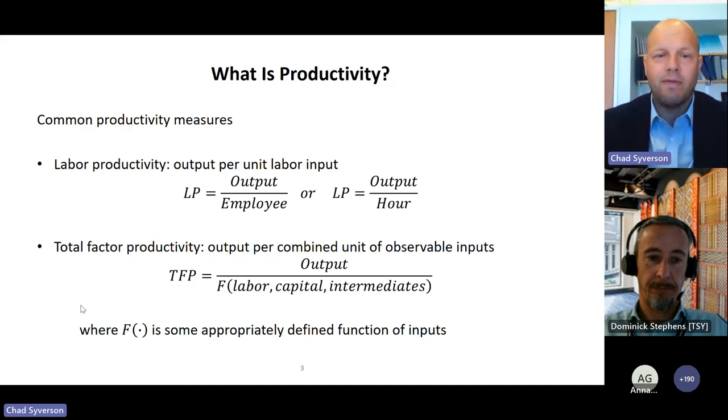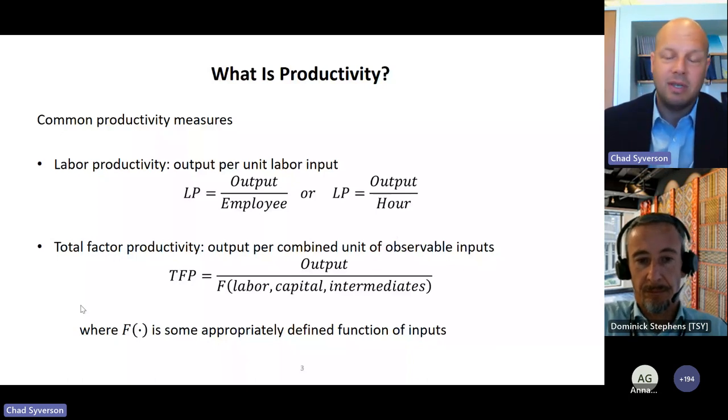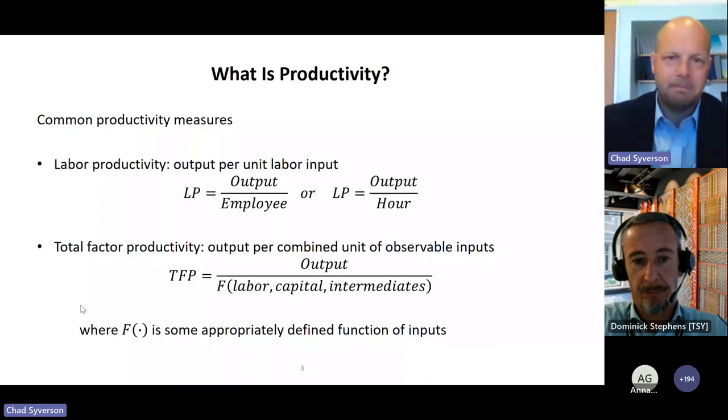There's also a measure of total factor productivity, which tries to combine all the inputs that are used by the producers into a single denominator. There's some function that combines, say, labor, capital, and intermediate inputs, and puts it all together. That function is something for PhDs to worry about, but you could just basically think of it as an economic theory guided way to combine different inputs together into a single measure of input. When you do that, that's called total factor productivity, or sometimes people call that multi-factor productivity.